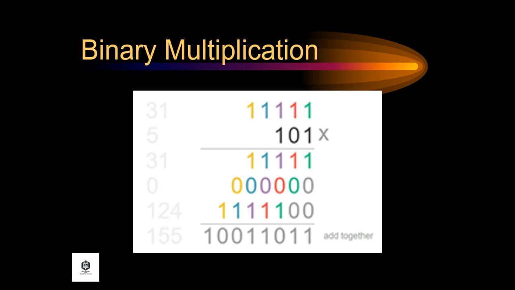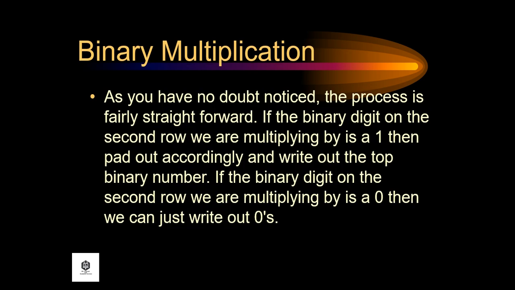0 plus 1 is equal to 0. Carry over 1. Then 1 will be 1 for 0. So the product of 11111 times 101 is equal to 1001111, or 155 in decimal. As you have no doubt noticed, the process is fairly straightforward.